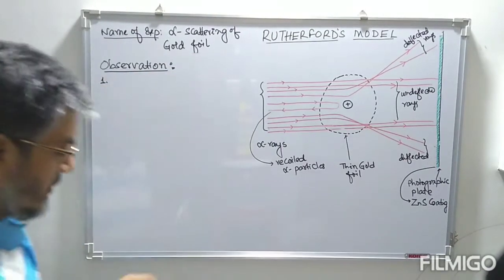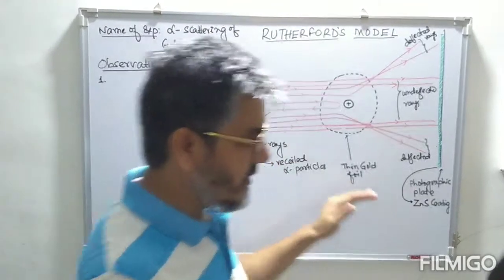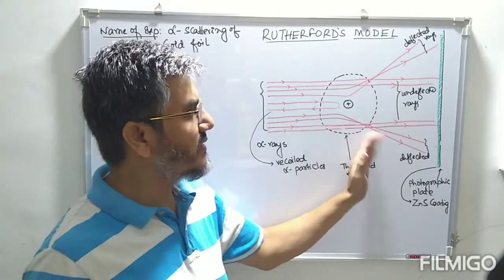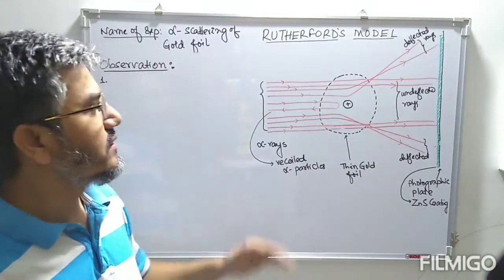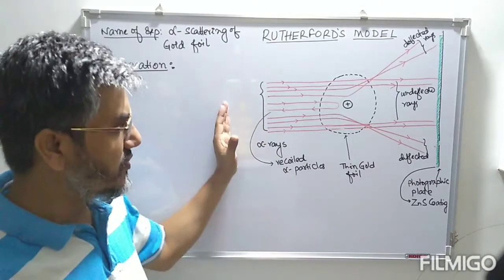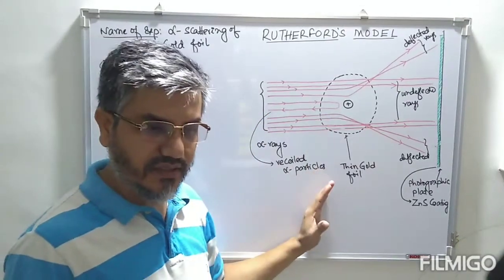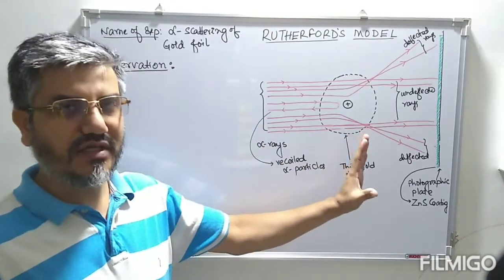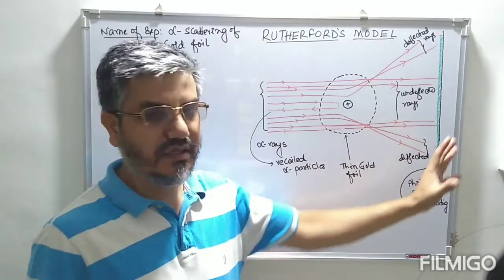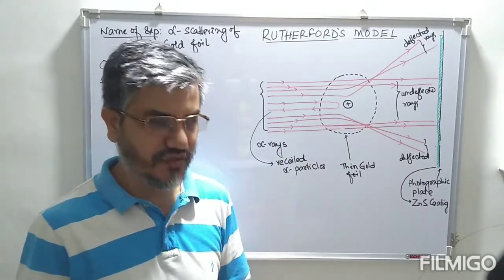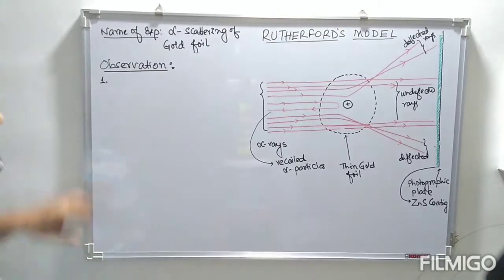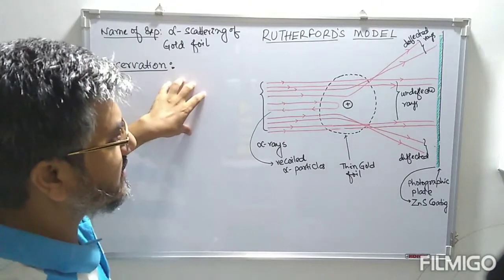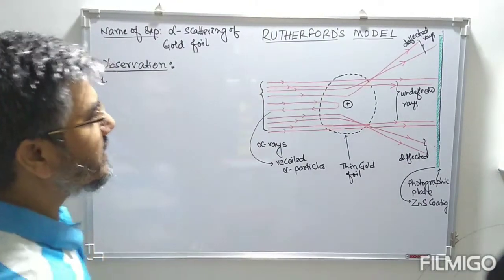Observation number 1. If you look at this diagram, the majority of the alpha particles pass through this metal foil undeflected. When this metal foil is struck by alpha particles, which are nothing but positively charged helium nuclei, the majority of the alpha particles will pass through the metal foil without any deflection. So the first observation is that the majority of the alpha particles pass through the metal foil without any deflection.